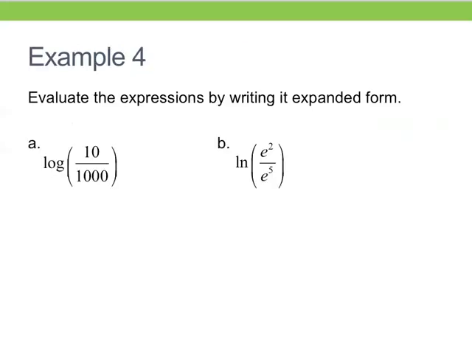Okay, so take a look at example 4. We have log of 10 over 1,000. If we were to expand this, this would be log of 10 minus log of 1,000. And that probably makes it a little bit easier for us to figure this out. Log of 10, 10 to what power gives us 10? That's 1. And log of 1,000, 10 to what power gives me 1,000? That's 3. So this is 1 minus 3, and that's equal to negative 2.